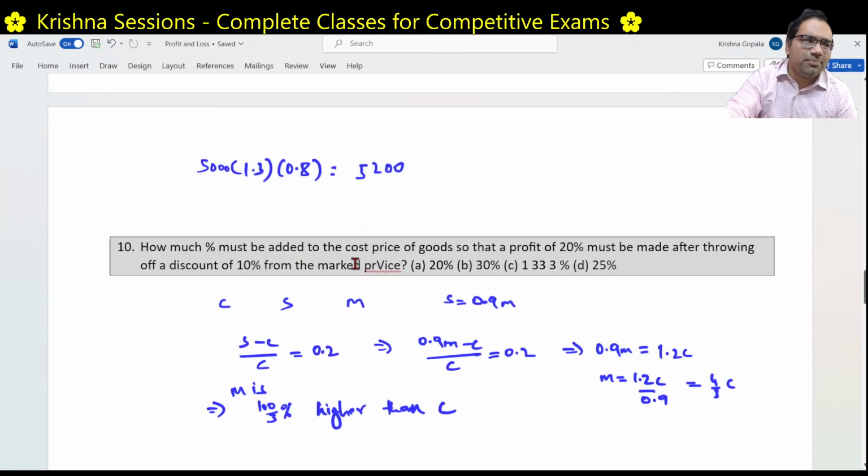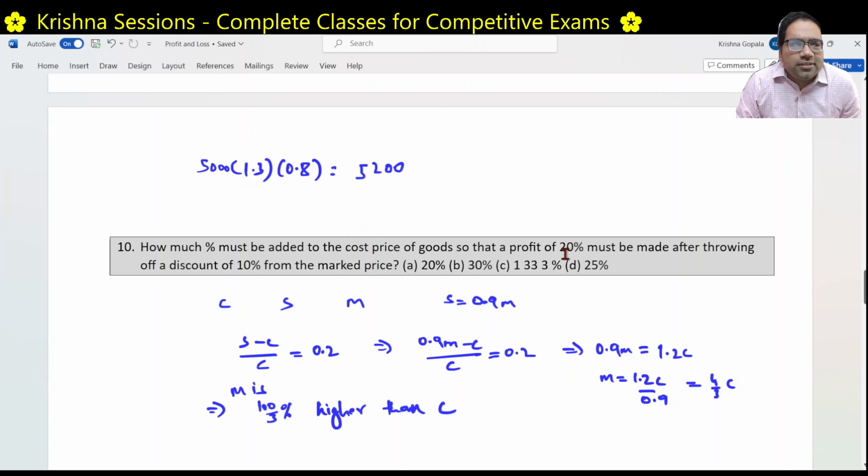Next one. How much percent must be added to the cost price of goods so that a profit of 20% must be made after throwing off a discount of 10% from the market price? Okay. Let's assume cost price is C, sales price is S, market price is M. Now he's saying 10% discount from the market price. That means sales price is equal to 1 minus 10% into market price. That is 1 minus 0.1 into market price, which is equal to 0.9 into market price. Sales is equal to 0.9 of market price. Right. Now, what is the profit he has to make?